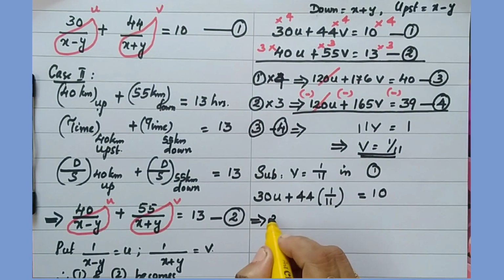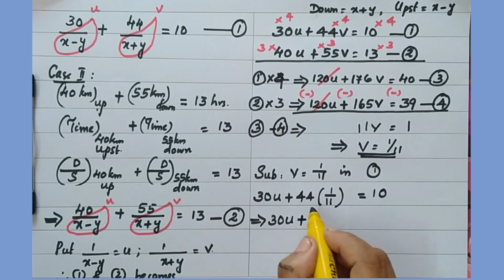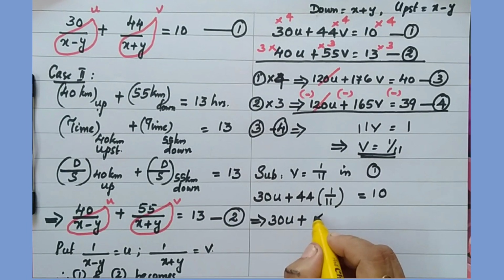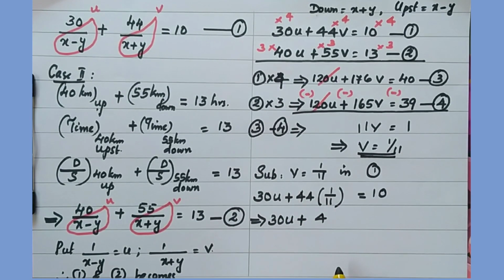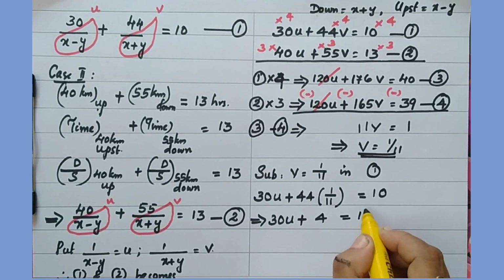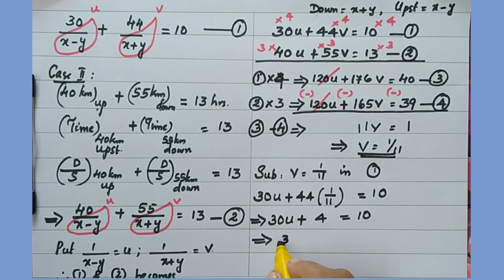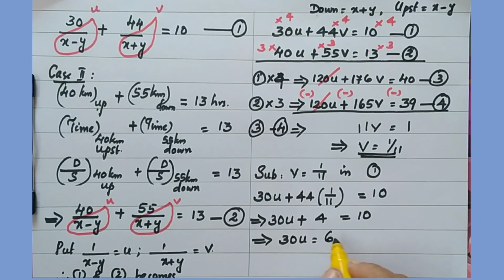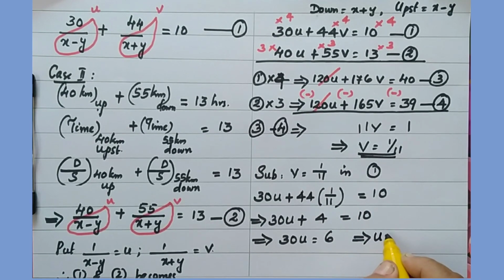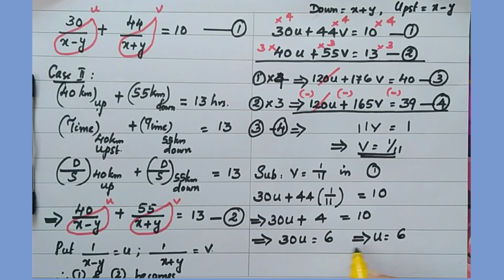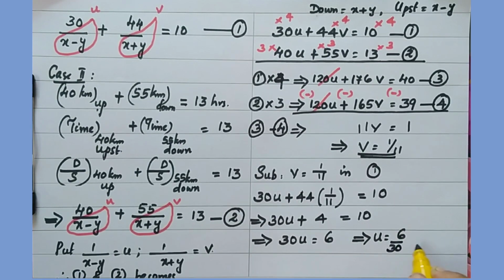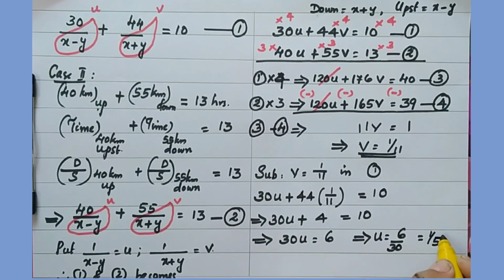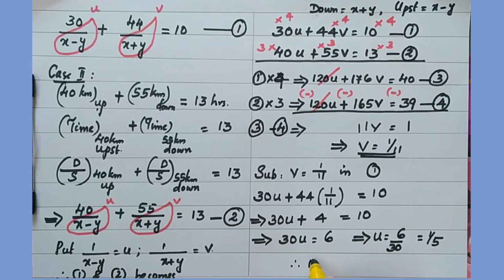Which implies 30u plus, what is 44 into 1 by 11? 4. 11 cancels with the 44 4 times. Equal to 10. Which implies 30u equals 10 minus 4, which is 6. Which implies u equals 6 on the right side. Multiplication with 30 goes to right side, becomes division with 30, which is 1 by 5. Therefore, u equal to 1 by 5.